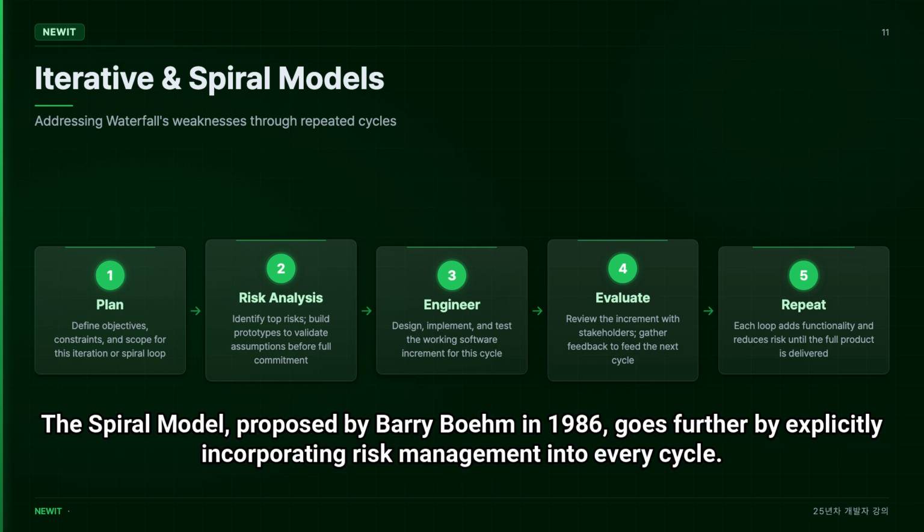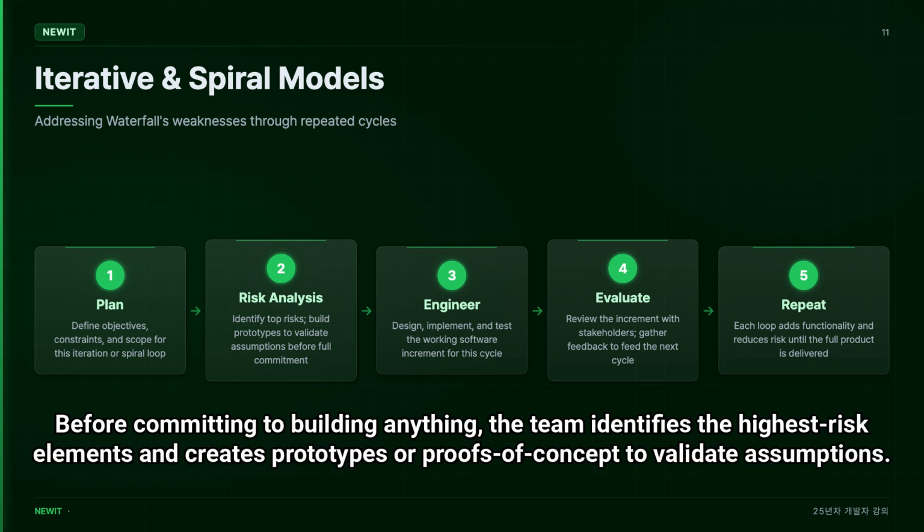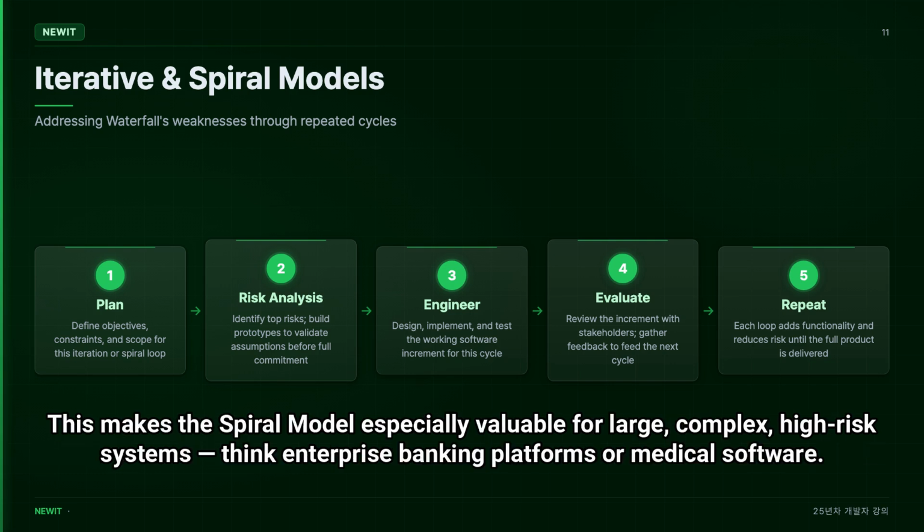The spiral model, proposed by Barry Boehm in 1986, goes further by explicitly incorporating risk management into every cycle. Each spiral loop consists of 4 activities: planning, risk analysis, engineering, and evaluation. Before committing to building anything, the team identifies the highest risk elements and creates prototypes or proofs of concept to validate assumptions. This makes the spiral model especially valuable for large, complex, high-risk systems. Think enterprise banking platforms or medical software.